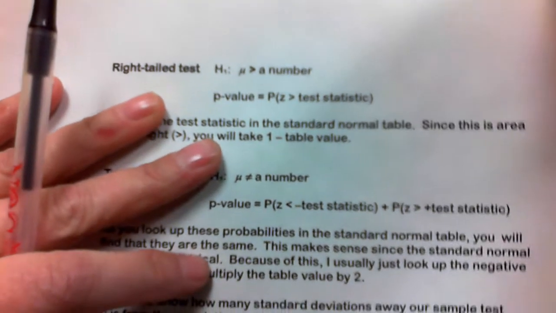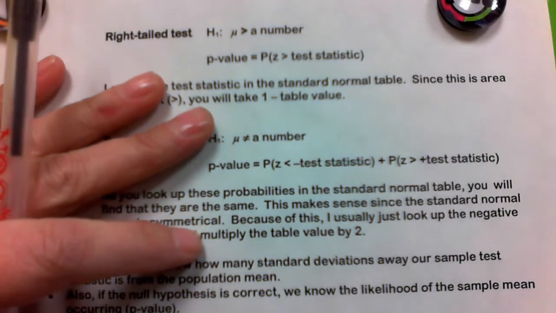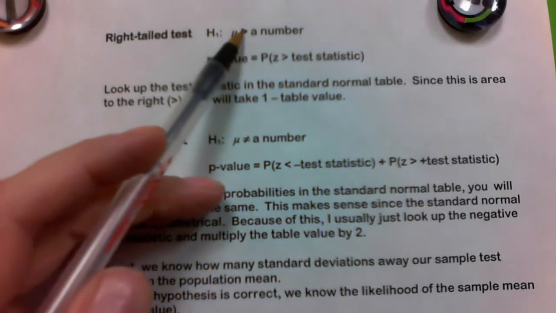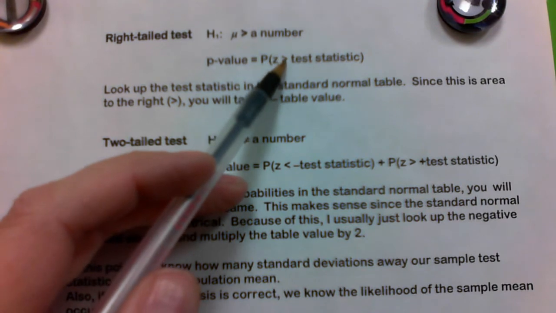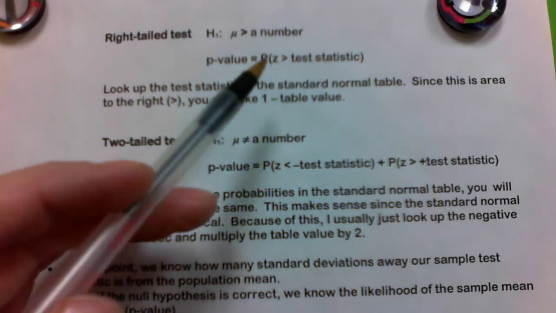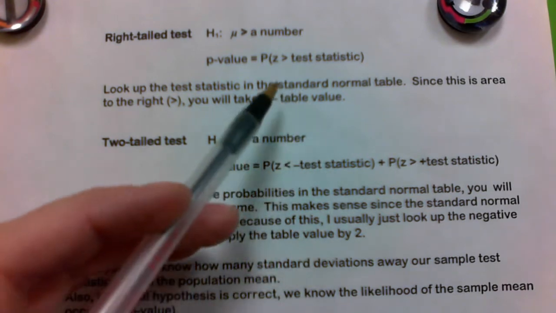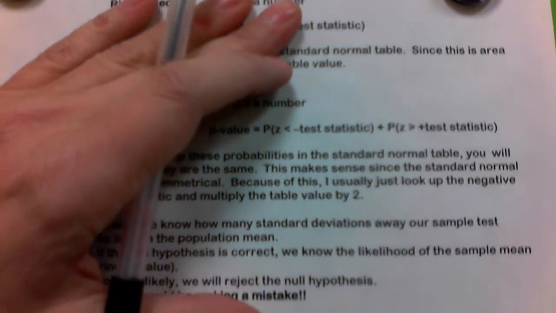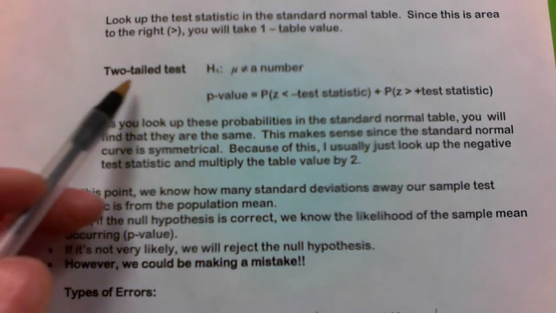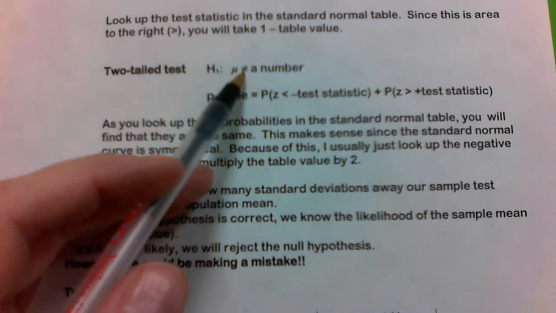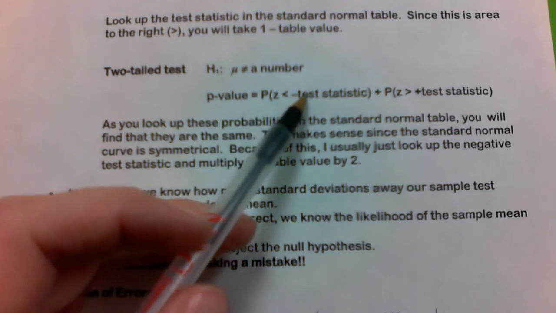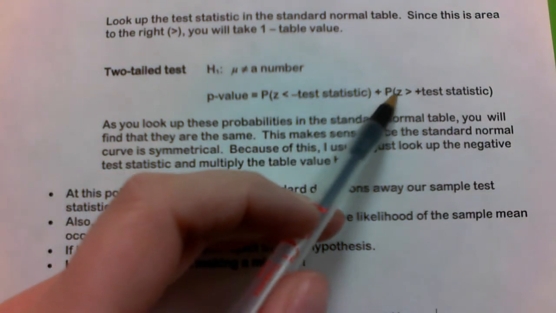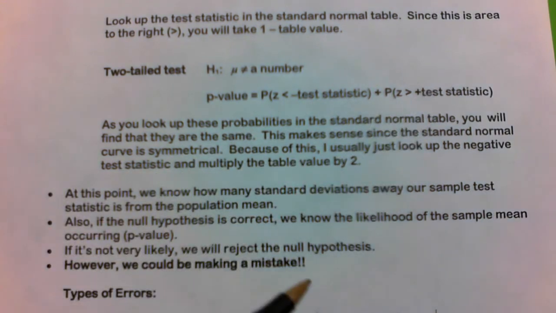If my alternate hypothesis is a greater than statement, then I'm going to find the probability that z is greater than the test statistic. And remember, when it's a greater than, when you go to the table, you do 1 minus the number from the table. Now, the big difference is the not equal to. Because you're going to take the probability that z is less than the negative test statistic plus the probability that z is greater than the positive test statistic.